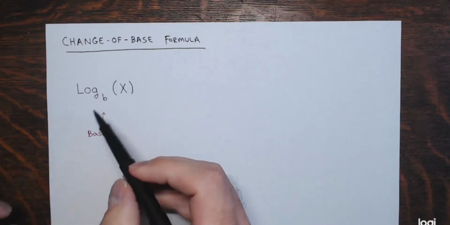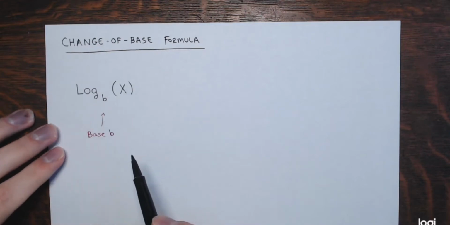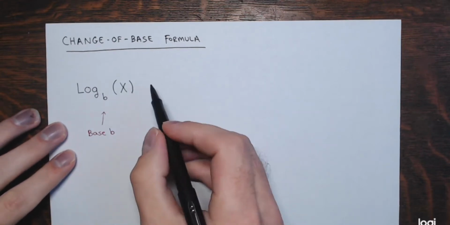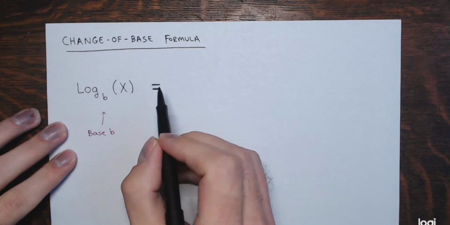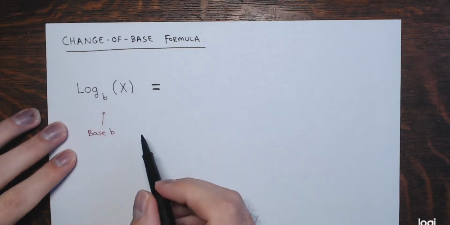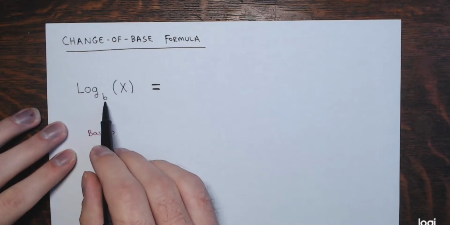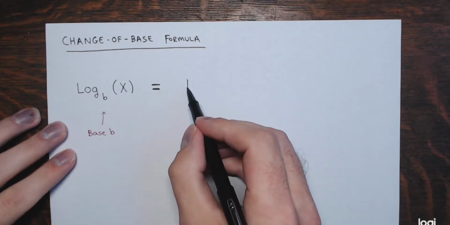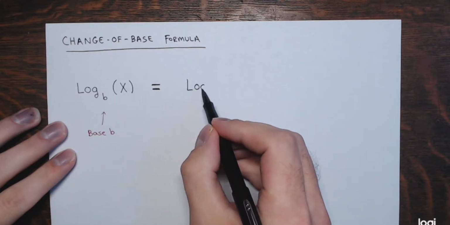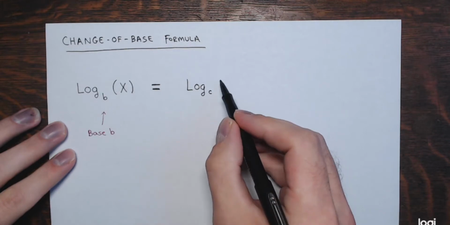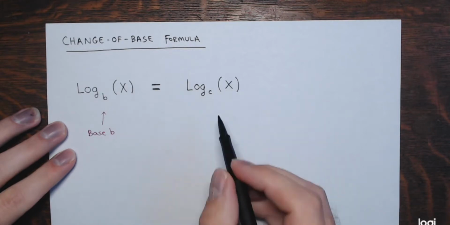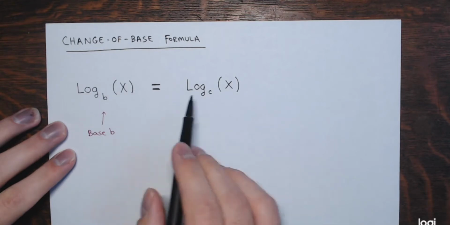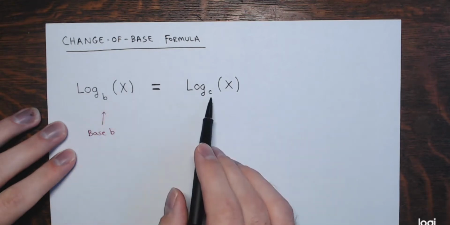Well, if that's a base you don't like working with for some reason, we can change it. Say the log base b of x, just change the base to some other base. This is equivalent to the log base c of x. But there's some consequences to this. You can't just change the base and have them be equal.